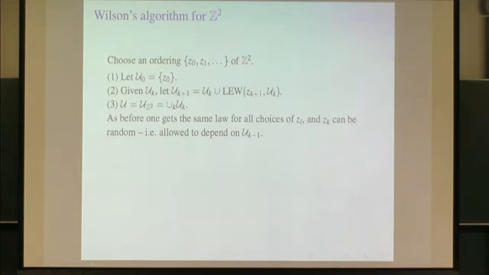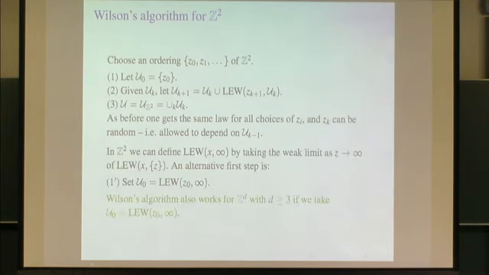So we can also use Wilson's algorithm for Z^2. It's basically the same as it is for a finite graph. So you choose an ordering of Z^2. You start off with Z0, and then you do exactly the same thing that you did before. And you get the same law for all choices of the vertices Zi. And you can, in fact, choose this in a kind of adapted way. In other words, providing you're not stupid, you can choose Zk to depend on the tree that you see so far.